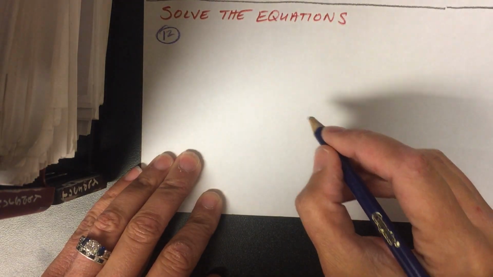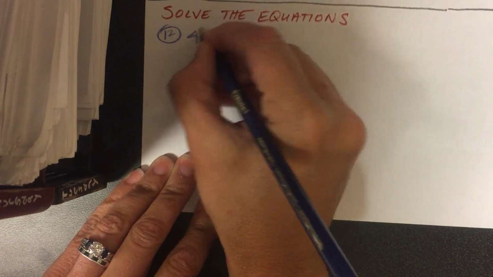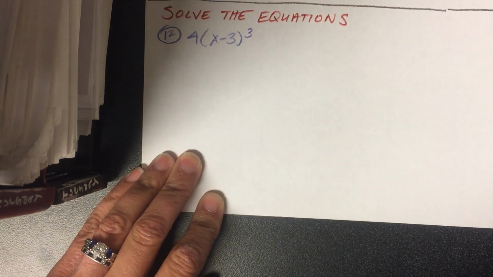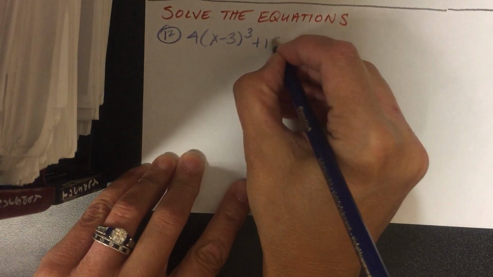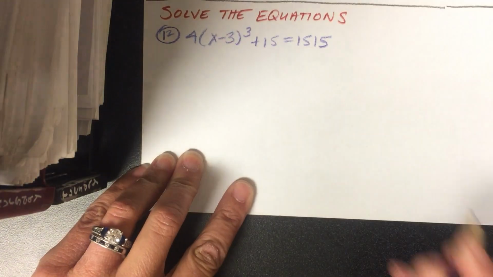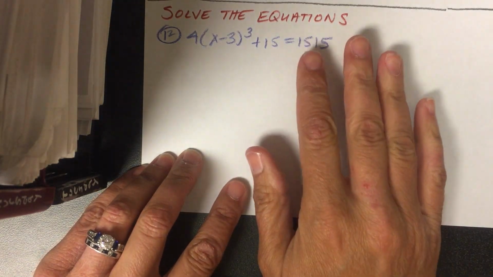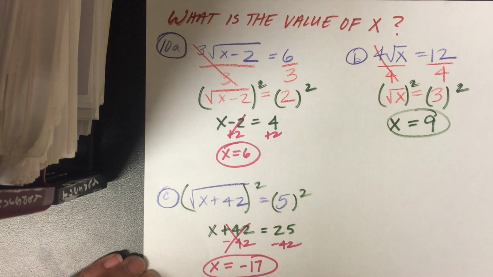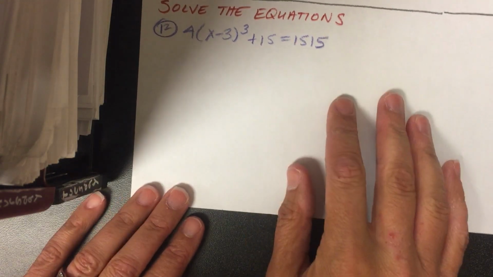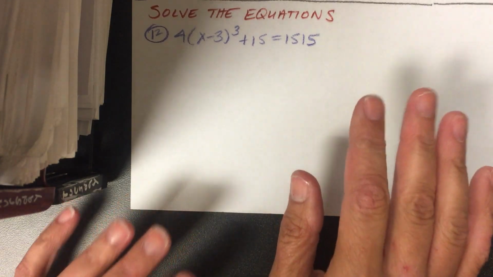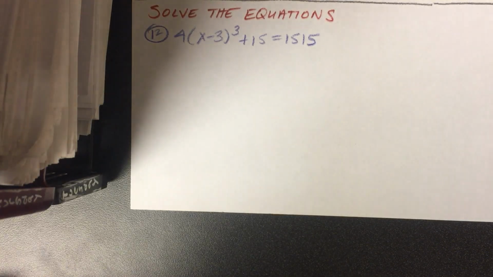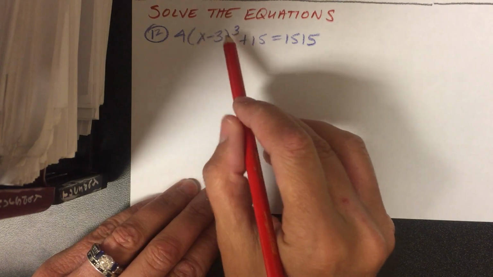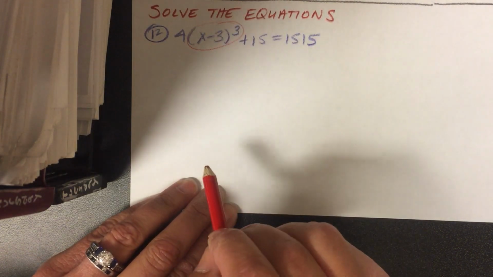Number 12 is 4 times (x minus 3) cubed plus 15 equals 15. Remember up here, we isolated the x when we were doing the value of x using the square roots and getting rid of the square roots. Now I'm going to do the same thing. I need to isolate the x, just like when we're solving quadratics. So my first step is to get the x term, which is this whole factor right here, all by itself first.